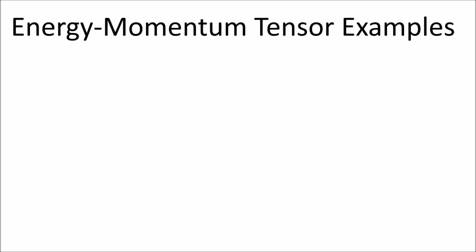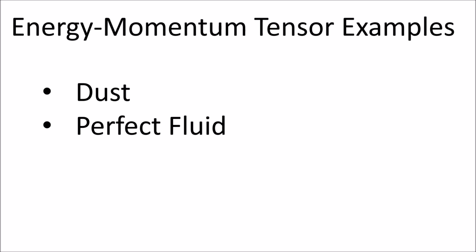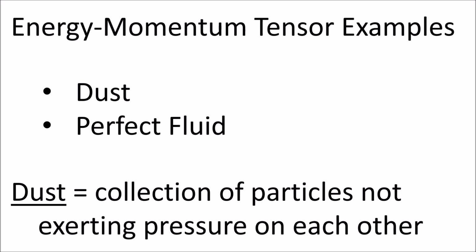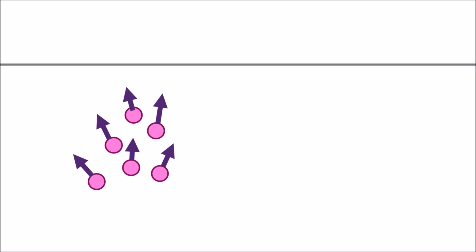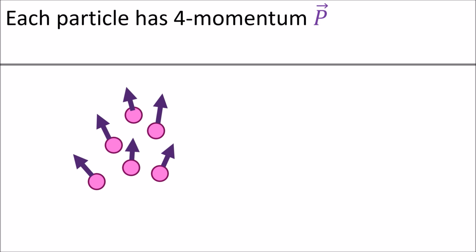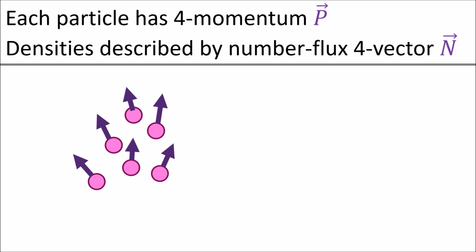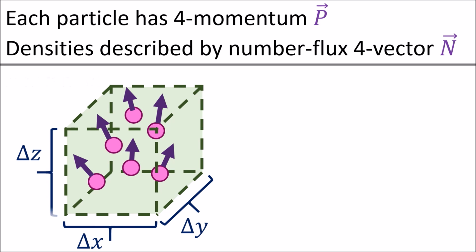Before this video ends, I'm going to give two quick examples of real energy momentum tensors: the dust and perfect fluid energy momentum tensors. A dust-like distribution of matter is a collection of particles that are not exerting pressure on each other. Let's say that we know each particle has form momentum p, and their densities are described by a number-flux 4 vector n.